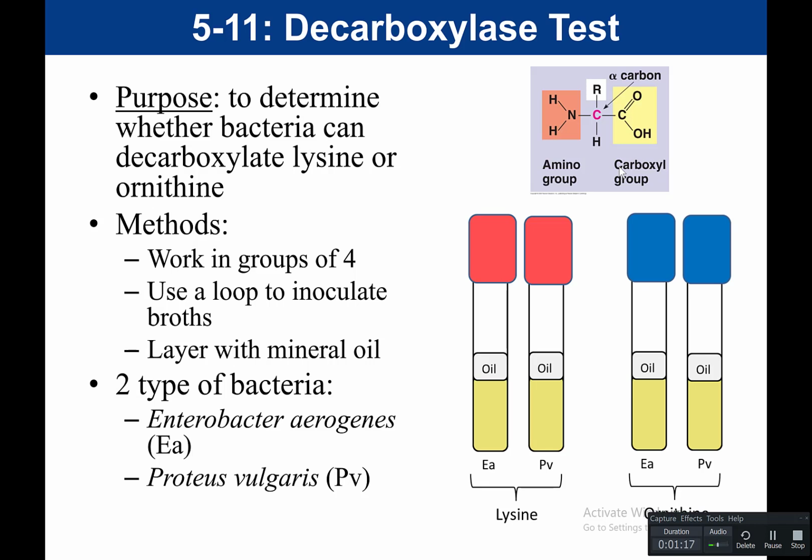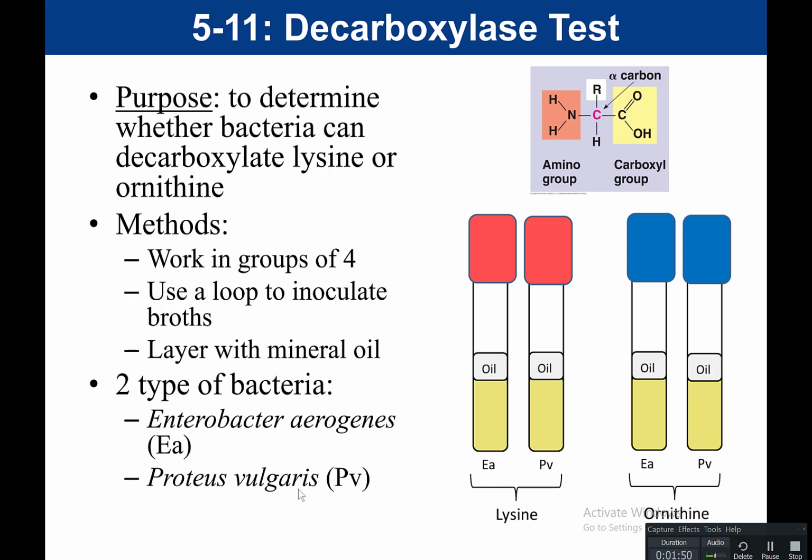So this experiment would be done normally in groups of 4. And the way that this would work is you would have 2 red cap tubes, and the 2 red cap tubes are the ones that would contain lysine. And lysine is our amino acid. So the red cap is going to have lysine, the blue cap is going to have ornithine. So what we would do is, for each organism, we have 2 organisms total. We have Enterobacter aerogenes and we have Proteus vulgaris.